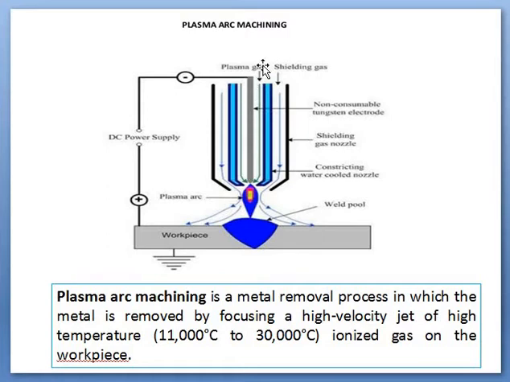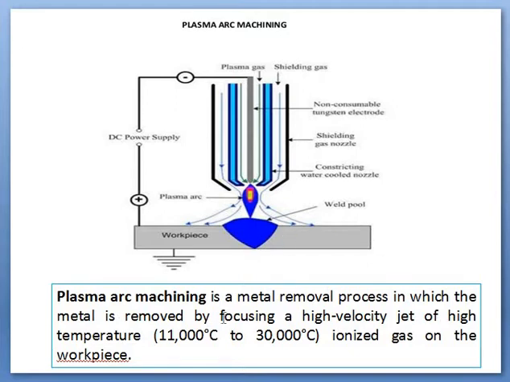When we pass the plasma gas through this electrode, apply the voltage and maintain the gap, because of the ionization of the plasma gas, the plasma arc is produced. The temperature of that plasma arc ranges between 10,000 and 30,000 degrees centigrade because of the ionization, and that much temperature is sufficient to melt a particular part or to remove the material from the workpiece.